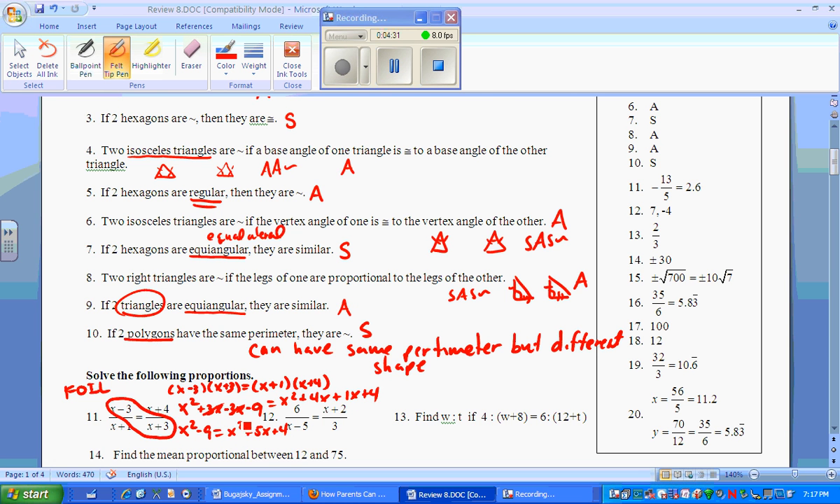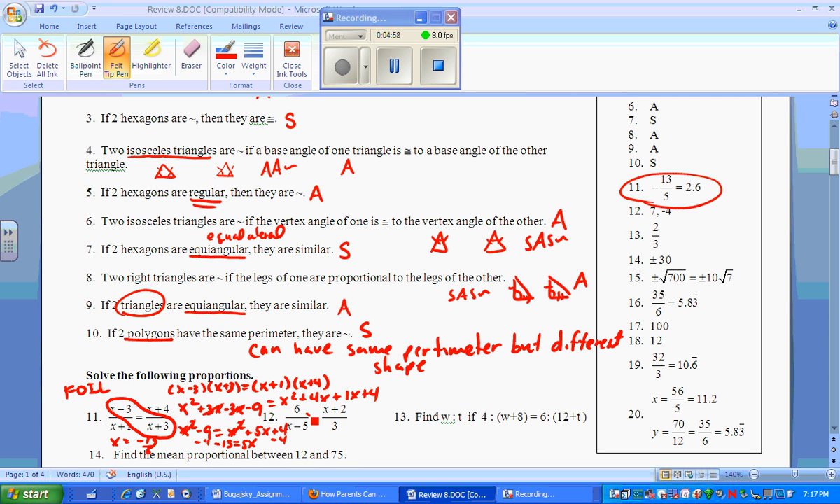Let's get the x squareds on the same side. Whoa, they cancel each other out. So we'll minus 4 this way. We have negative 13 equals 5x. So we divide by 5. So x equals negative 13 over 5, like the answer column says right here.